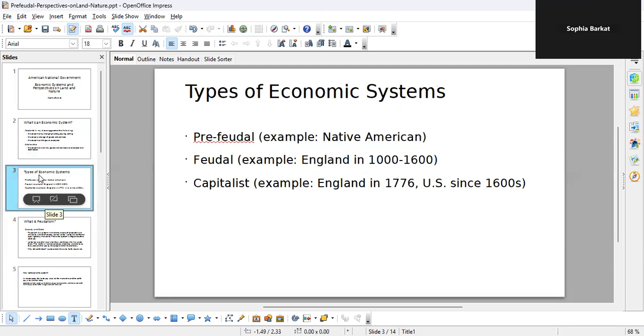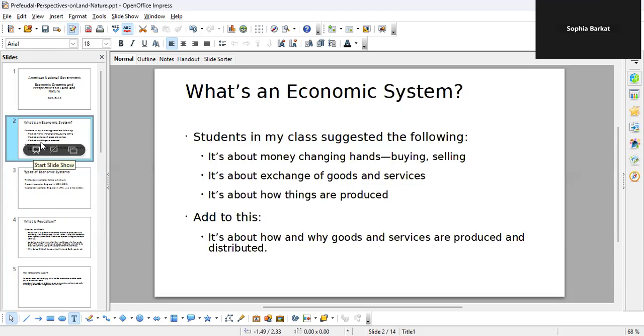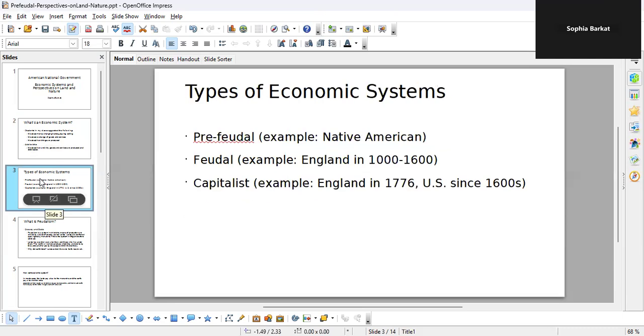In this section, we're going to talk about what an economic system is and also what the different types of economic systems are and how they relate to property. Let's start with feudalism. Feudalism is something we became familiar with in the first week. We looked at Sweezy and Dobb. We also learned about capitalism in the same paper.